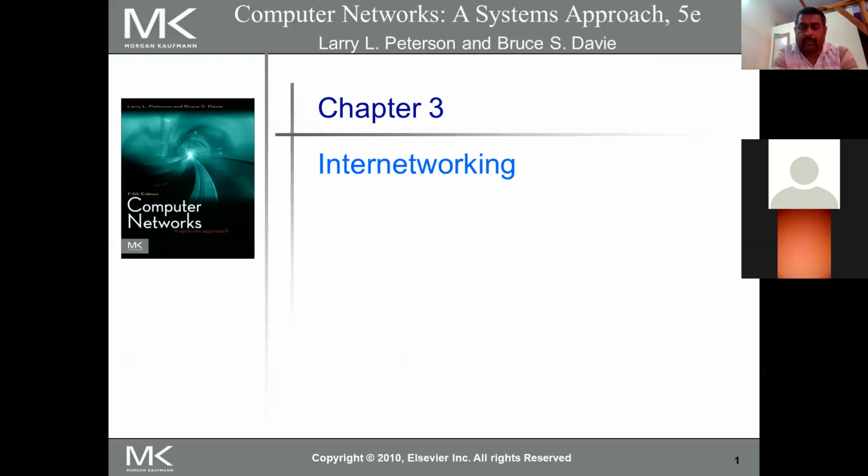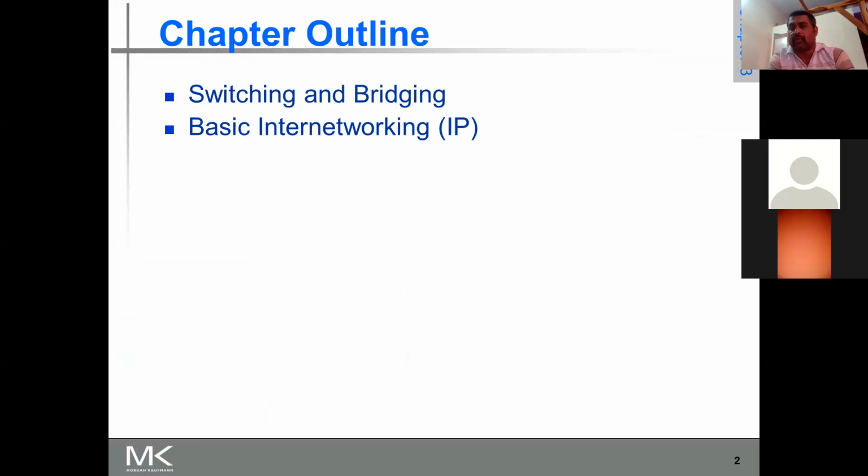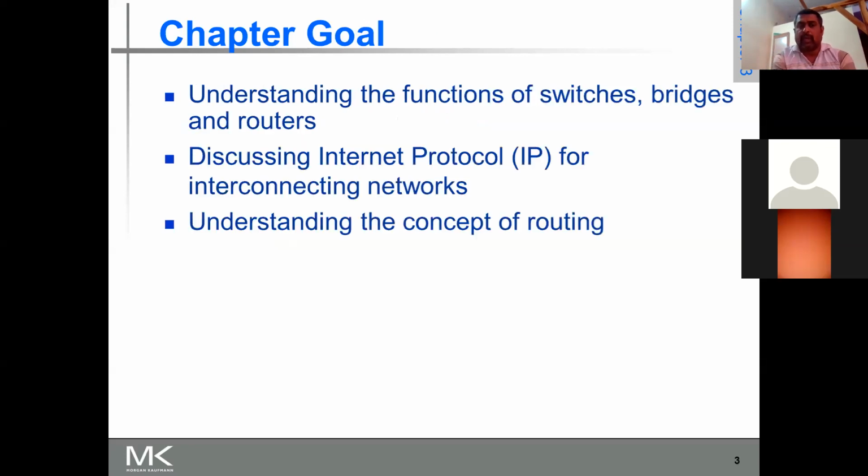Internetworking. Now coming to the outline of this particular chapter. Here we are going to discuss switching and bridging and basic internetworking, that is IP. Only basic; advanced concepts we will discuss in the next chapter, and both chapters three and four will cover module 3. Now in switching and bridging, we'll see how switching will be done between different LAN networks, how bridging will be done with the different networks, and how the basic IP protocol is going to work.